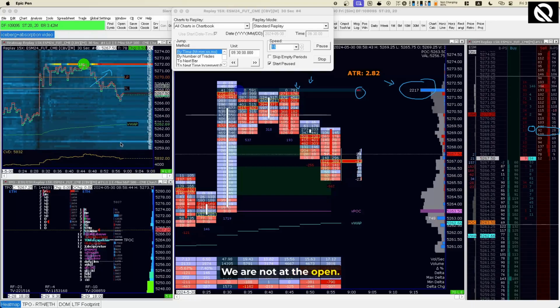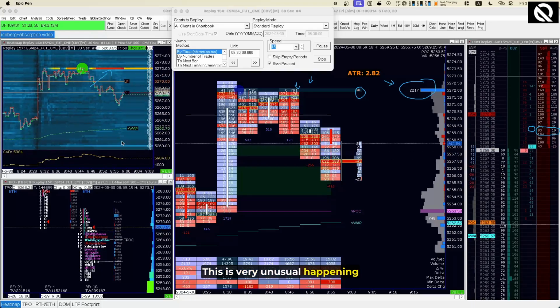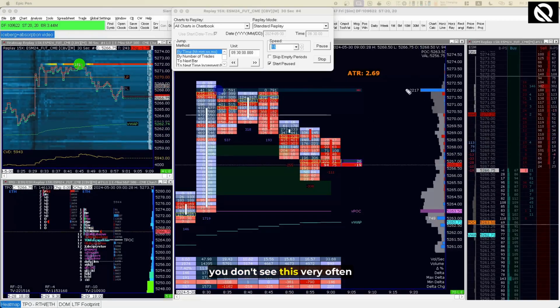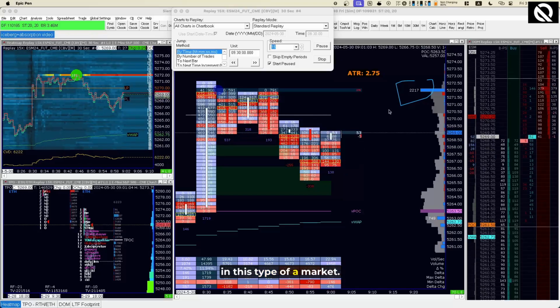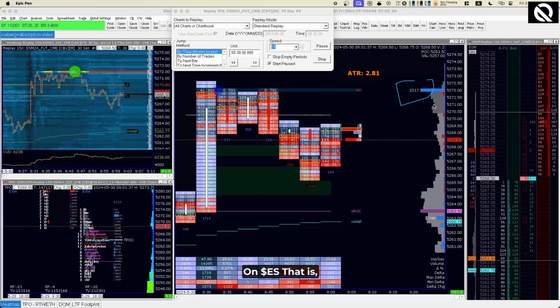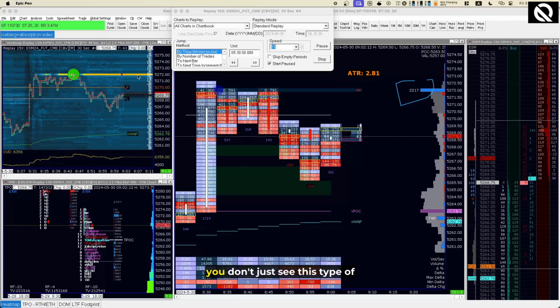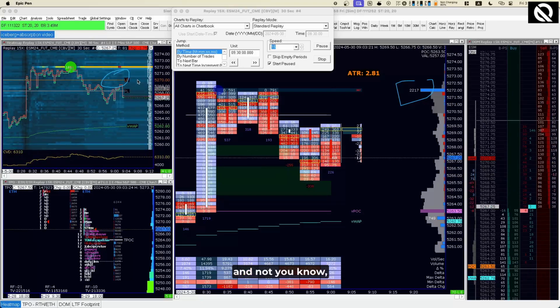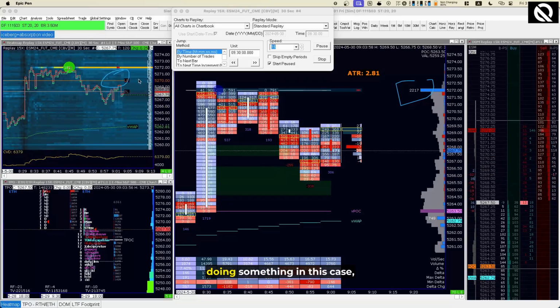We are not at the open. This is very unusual, happening prior to the open. This amount of volume, on ES that is, okay? You don't see this very often in this type of market. You don't just see this type of volume appearing from nowhere and not doing something.